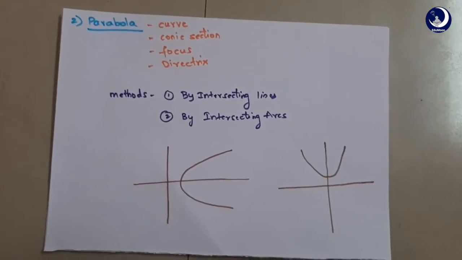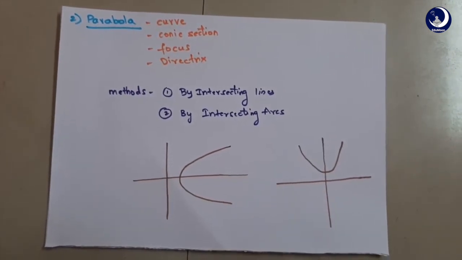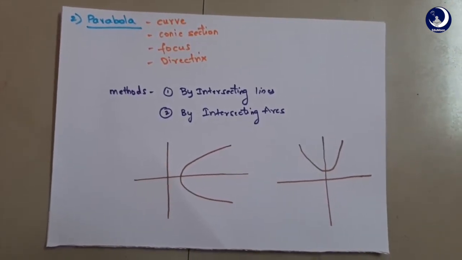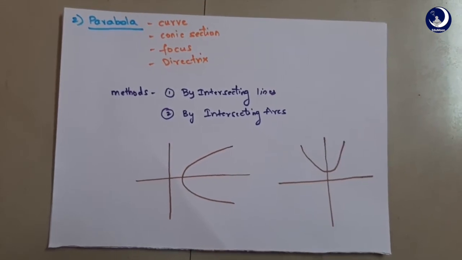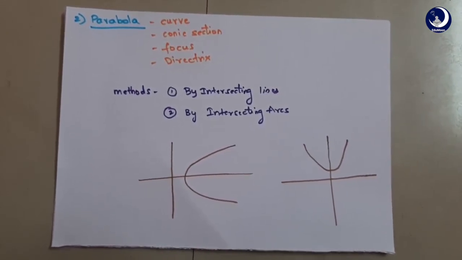A parabola is a conic section. The two important terms that we are going to be talking about later are focus and directrix. Here we are going to be discussing two methods of constructing the parabola, that is by intersecting lines and by intersecting curves.